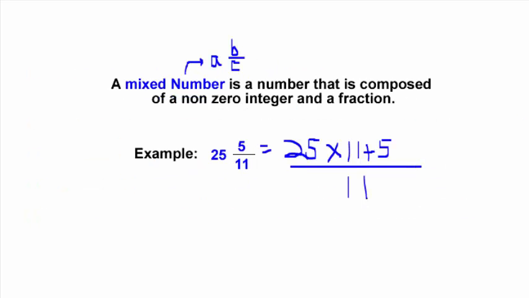Mixed number. A mixed number is a number that is composed of a non-zero integer and a fraction. It can be denoted as a, b by c, where a is the integer part and b by c is the fraction part. An example of a mixed number is 25, 5 by 11. To convert this mixed number into an equivalent fraction, we first multiply a by c and then add b, and the denominator remains as it is, that is c. So in the example, first we will multiply 25 by 11 and then add 5. The denominator will still be 11.